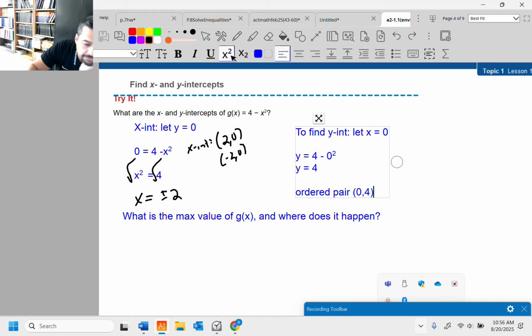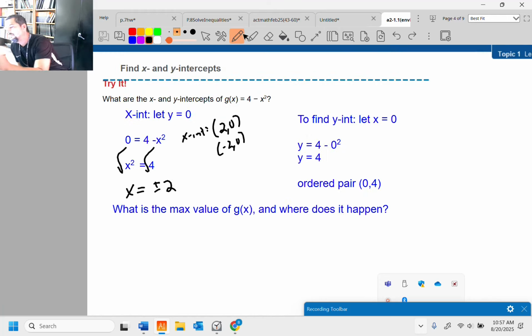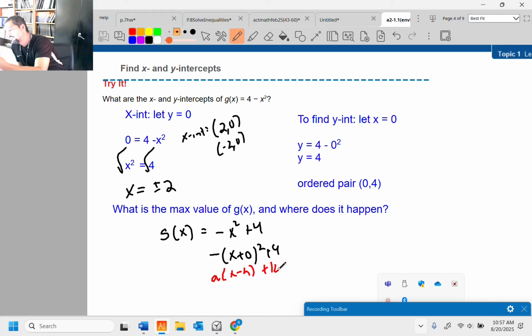Now, what is the max value of g of x, and where does it happen? Just refer to a graph, okay? Let's rearrange this thing so it looks a little more like your form. It would be negative x squared plus 4. And that may not quite look like your form. You can think of it like this: negative x plus nothing squared plus 4. And then it does line up with your form a times x minus h plus k. Now it's a square, so it's the parabola.